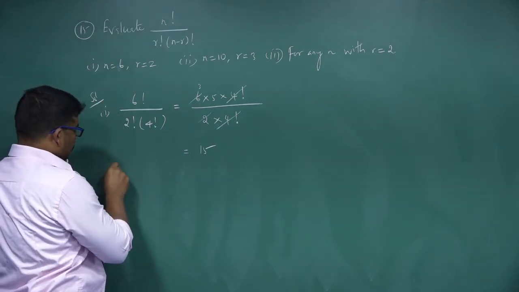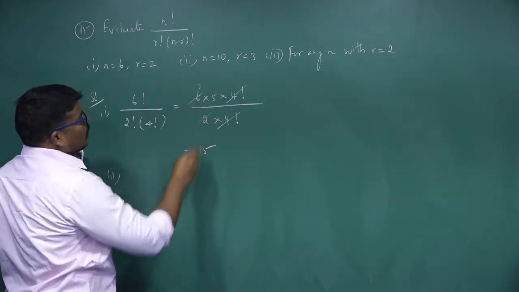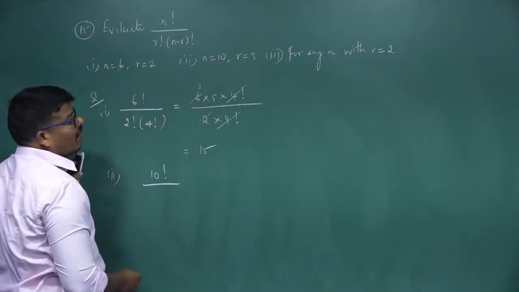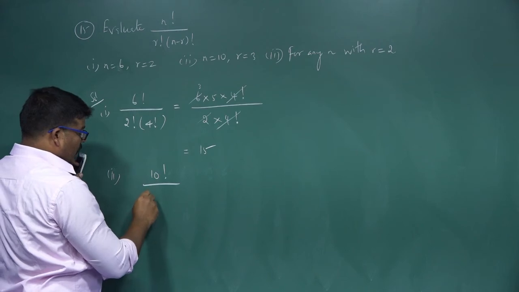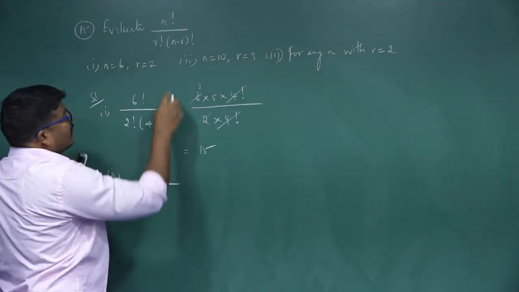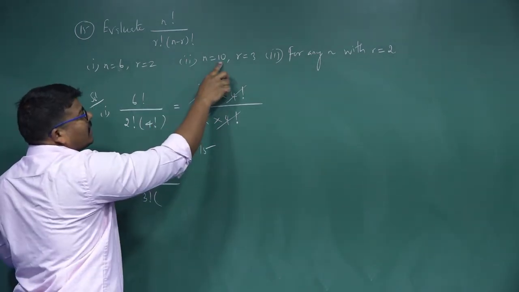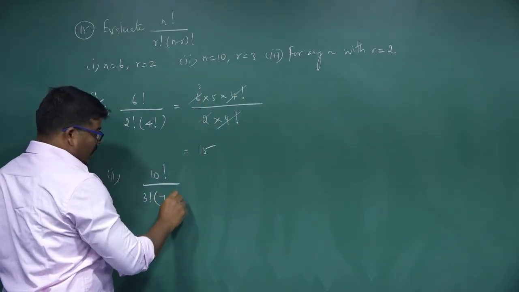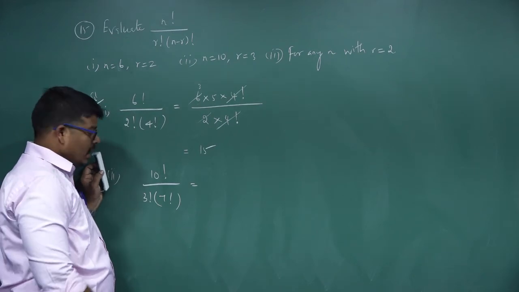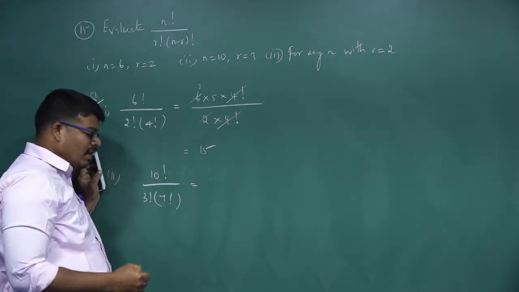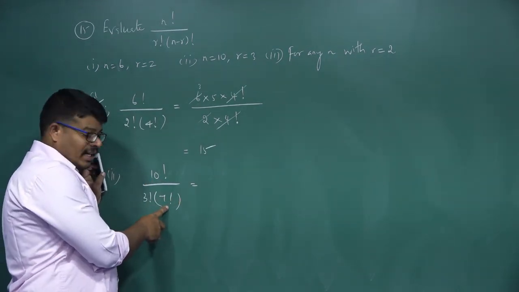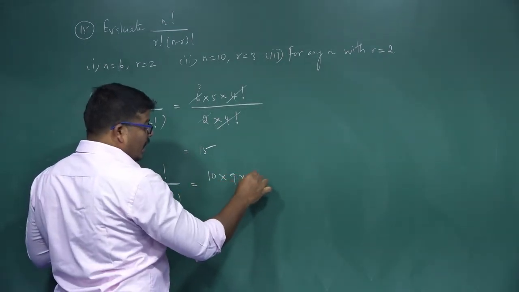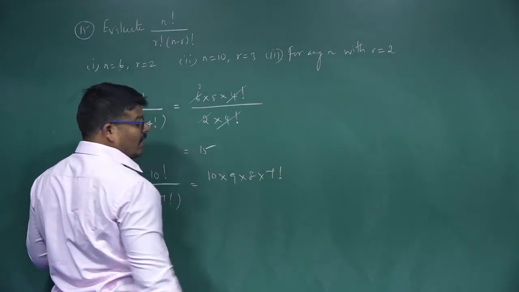And the second one: put the value n equal to 10 and r equal to 3. 10 factorial by 3 factorial into n minus r. Here n is 10, 10 minus 3 is 7, so 7 factorial. Next, write 10 factorial in the reduced form: 10 into 9 into 8 into 7 factorial.